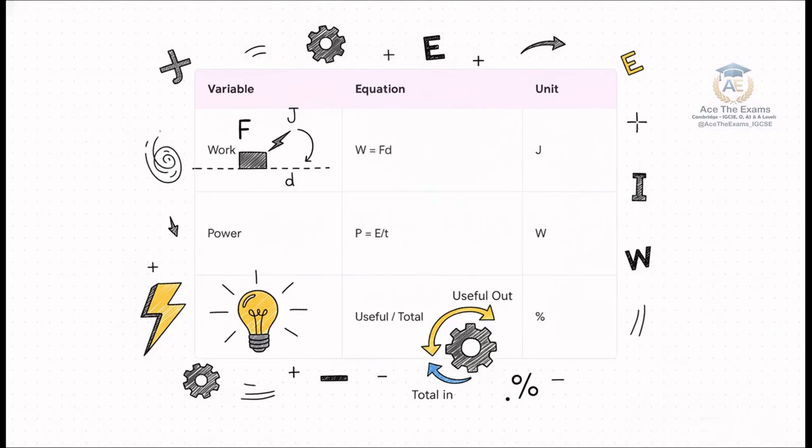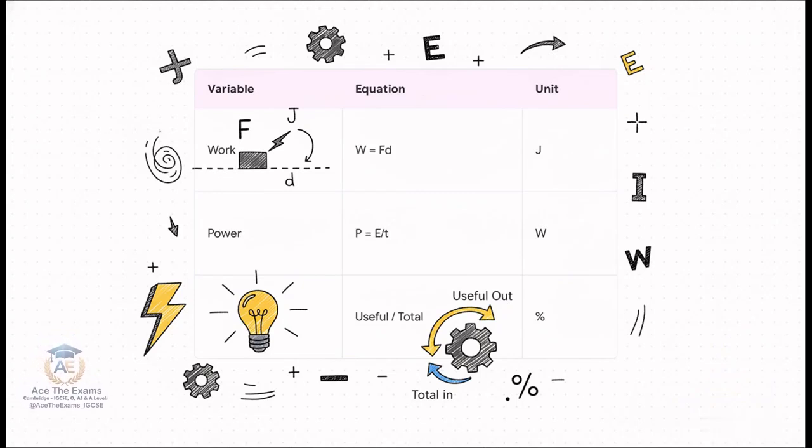Okay, so here is your absolute first quick win. Locking down these exact variables, equations, and substituted values with standard units is how you guarantee your calculation method marks every single time. Work equals force times distance, and that's measured in joules. Power is energy transferred over time, measured in watts. And efficiency, that's your useful energy output divided by your total energy input, expressed as either a percentage or a decimal.